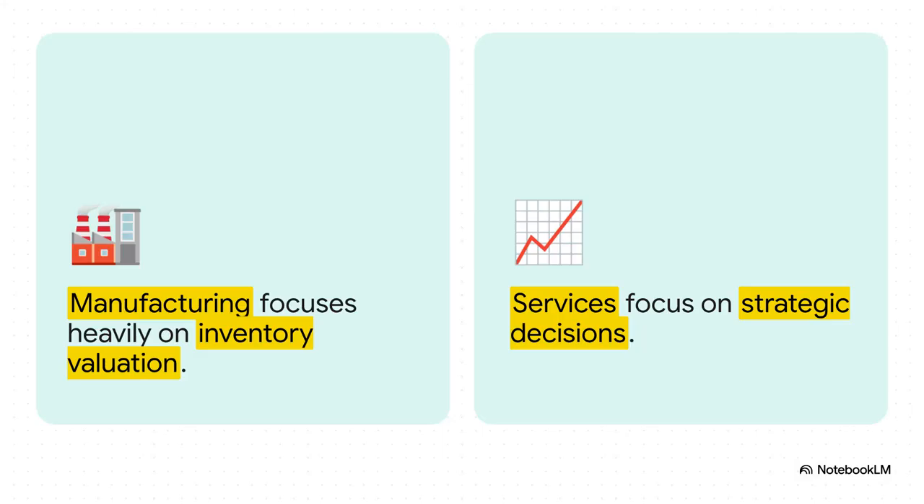And notice this contrast. Traditional manufacturing systems heavily focus on inventory valuation, basically just figuring out what's sitting on the balance sheet. But services? It's a totally different ballgame. They focus purely on strategic decisions. Since service firms don't exactly have physical inventory piled up in a warehouse, they use ABC to figure out the profitability of specific activities, like what does it actually cost to process customer transactions? Or, more importantly, which specific customer segments are actually making the money?